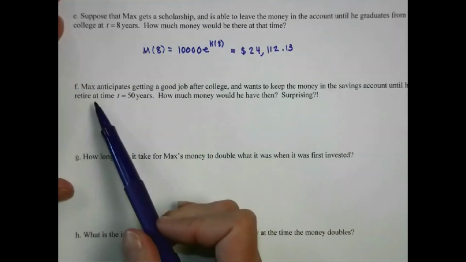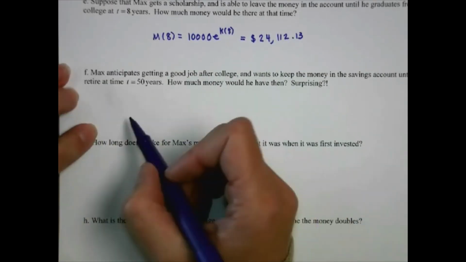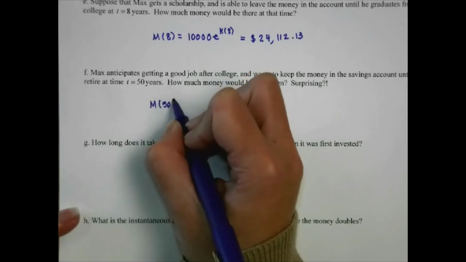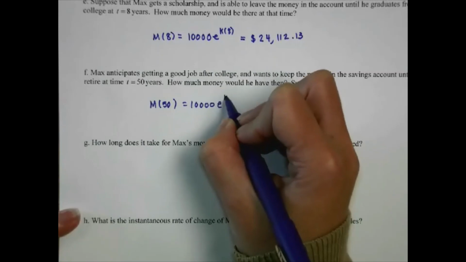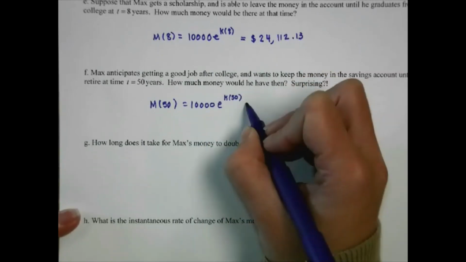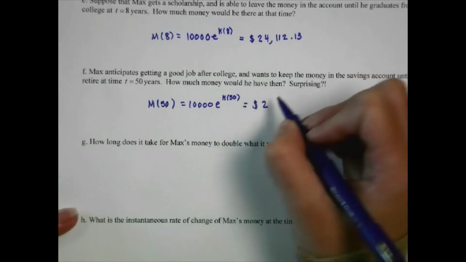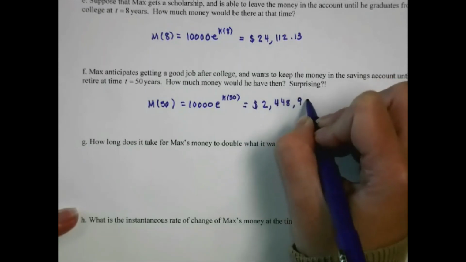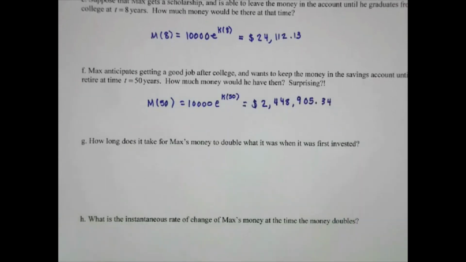Max anticipates getting a good job after college and wants to keep the money in the savings account until he retires at 50. So we're plugging in 50 into our equation. And what do we get? A shocking $2,448,905.34. So 50 years of compounded interest adds up quite quickly.